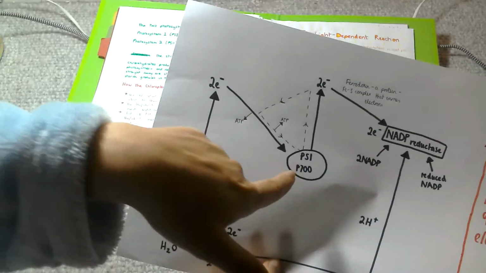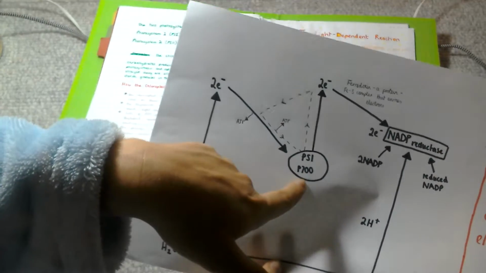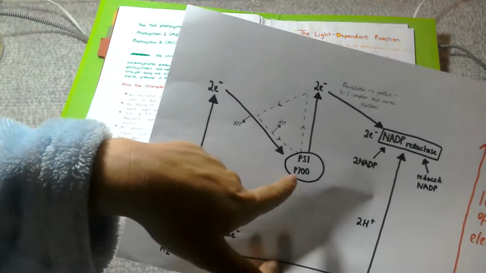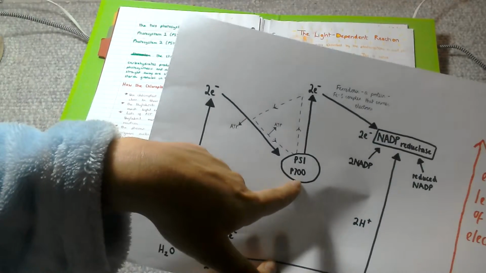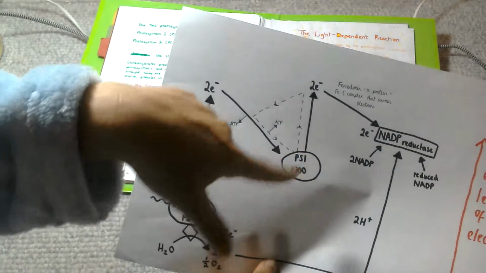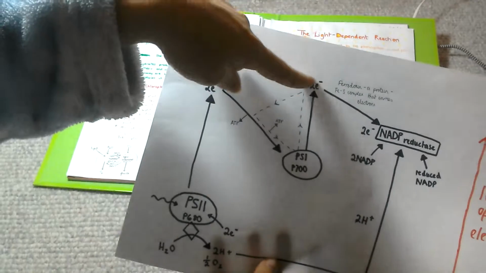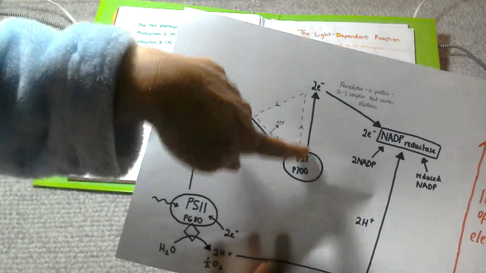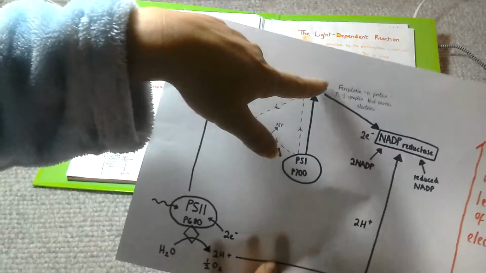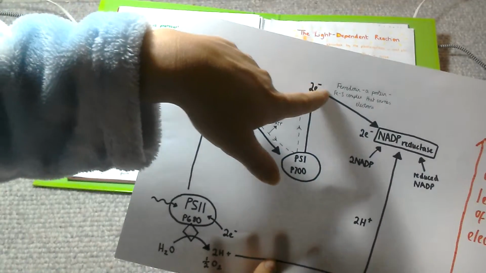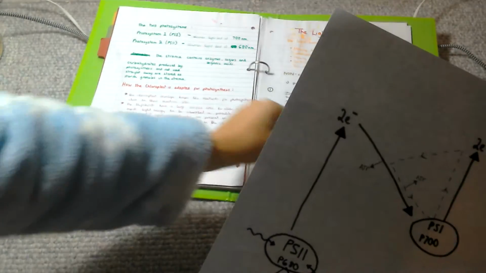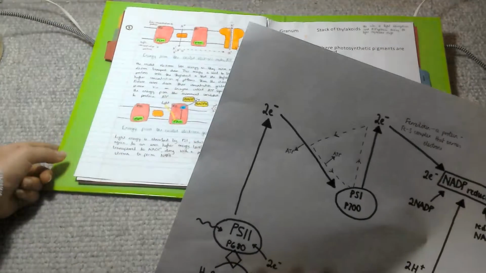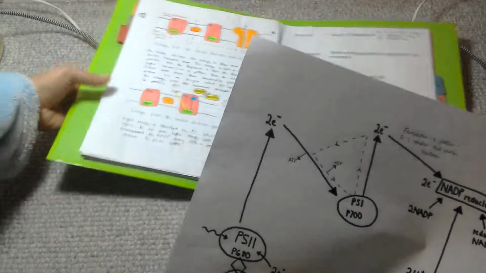So photosystem 1 absorbs light of wavelength 700 nanometers, and this excites another 2 electrons up an energy level. So the electrons have got really excited and have gone up an energy level, and now they're coming down through here. Let's see if I've drawn one. Okay, yes, here it is. So this is what's happened.